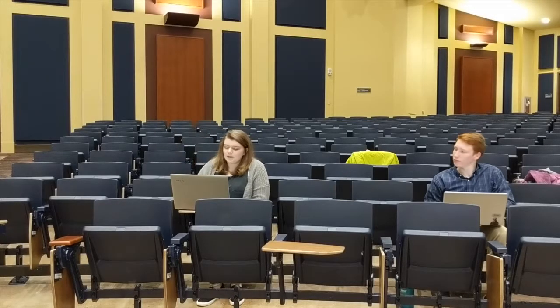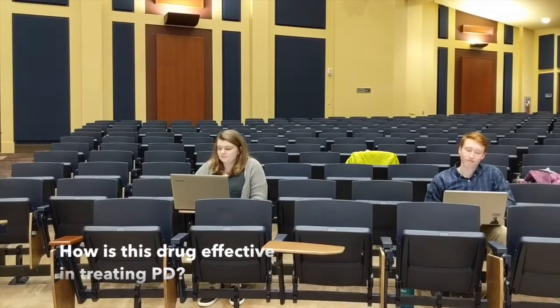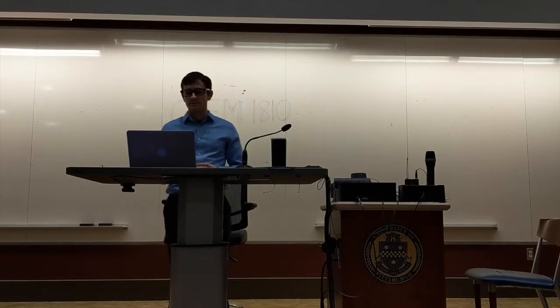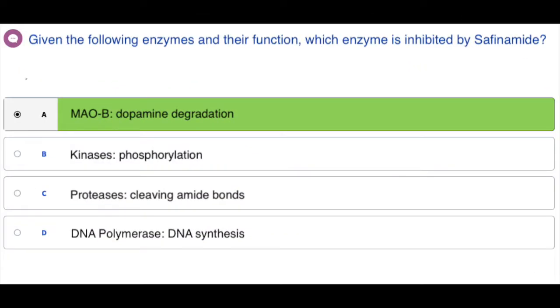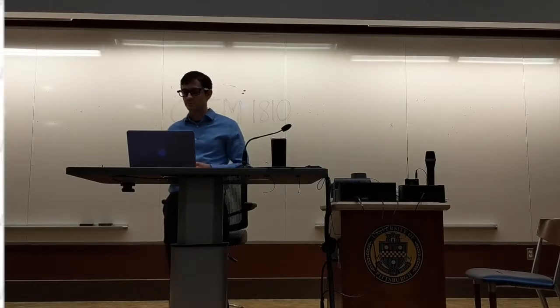Yes, Osha? How is this drug effective in treating Parkinson's disease? Now that's a great question, and we can go right into a Top Hat question to answer that. Given the following enzymes and their function, which enzyme is inhibited by safinamide? Alright, let's see which one's the correct answer to this Top Hat question. The correct answer is A. Let's dive into this explanation some more.